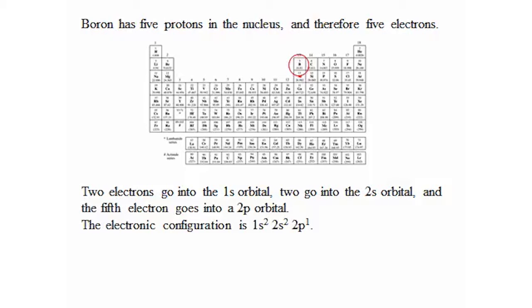Boron has an atomic number of 5, therefore it has 5 protons in the nucleus and 5 electrons around the neutral atom. 2 electrons go into the 1s orbital, 2 go into the 2s orbital, and the 5th electron goes into a 2p orbital. Remember, the 2 electrons in the 1s and the 2 in the 2s have to have opposite spin. The electronic configuration of boron, therefore, is 1s squared, 2s squared, 2p to the first.